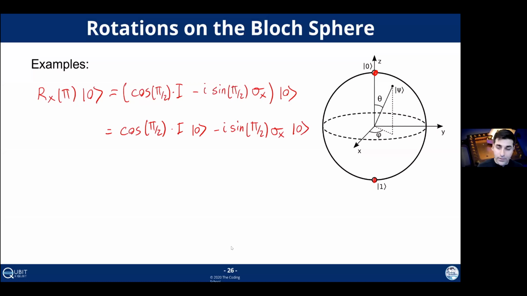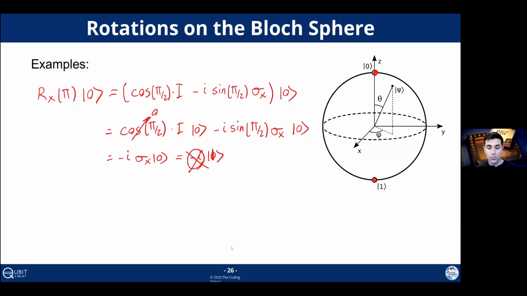Now, cosine of theta divided by 2, or cosine of 90 degrees, is 0. And sine of pi over 2, or sine of 90 degrees, is 1. So what I end up with is minus i sigma x times the 0 state, and the sigma x will flip the 0 to a 1. So I end up with a minus i times 1. And of course, what we've talked about is that this is a global phase, so we can just ignore it. So an Rx rotation by pi radians will give me the 1 state.